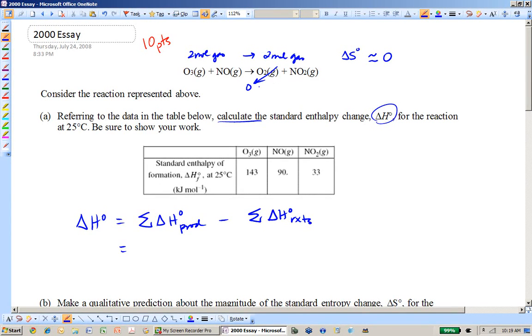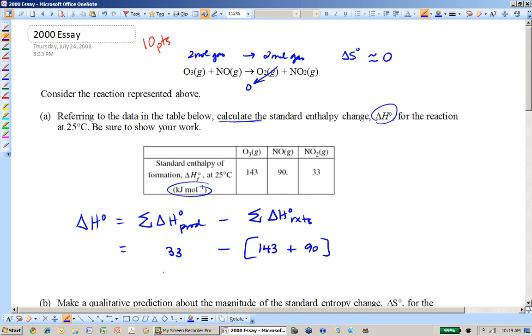Looking at this, I need to realize, first of all, there's a celebration moment in the fact that that delta H is 0, because that's an element at standard state. Ozone, however, is not. So the only product that I have is the value for NO2, which is 33. So 33, and I'm not going to do units now. I know that all of the units come out kilojoules per mole when I'm finished adding and subtracting and multiplying. Minus the sum of the other 2 reactants, which is ozone, which is 143, and NO, which is 90.